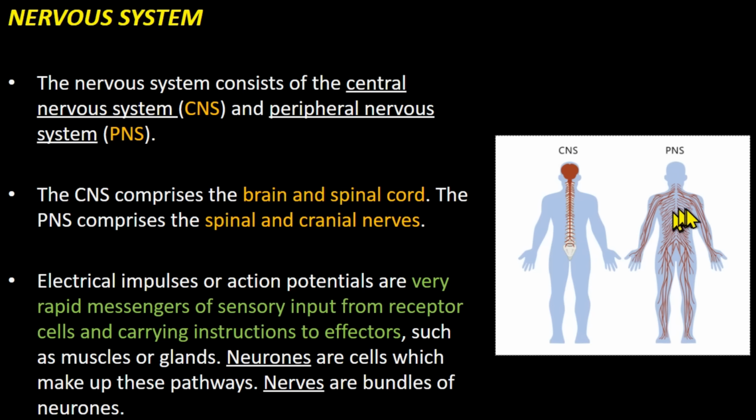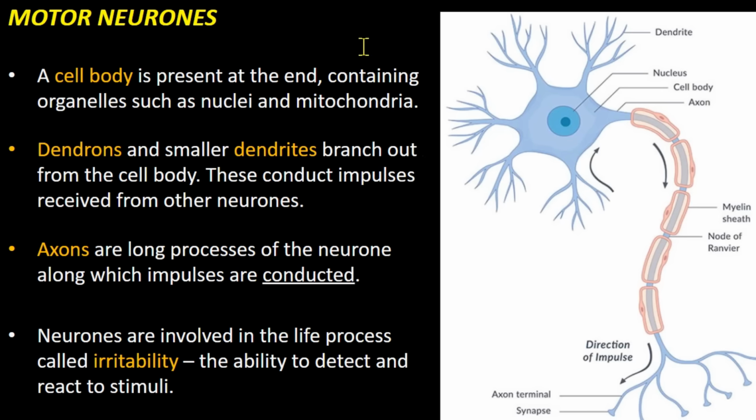So basically throughout these cells here, we are going to get electrical signals being sent from sensory organs such as the skin, for example, to the brain, to the spinal cord, and eventually to muscles so that we can react to those signals. So there are three types of neurons: sensory neurons, motor neurons, and interneurons or relay neurons. Let's look at motor neurons.